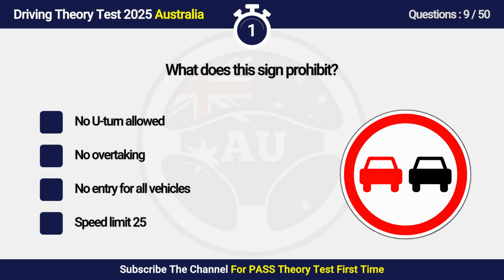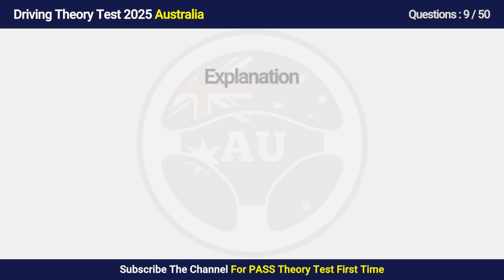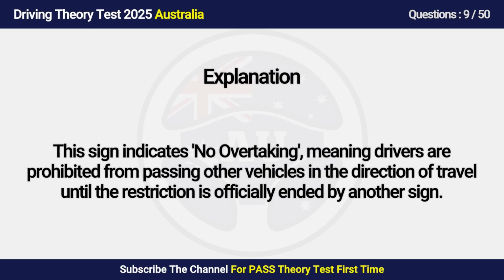Answer is B. No overtaking. This sign indicates no overtaking, meaning drivers are prohibited from passing other vehicles in the direction of travel until the restriction is officially ended by another sign.